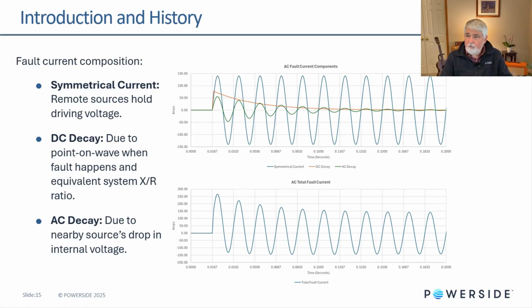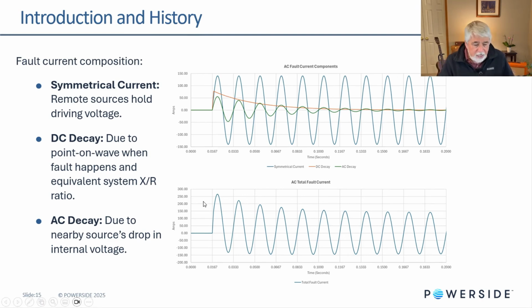So if you have remote sources that are far away from you, and you have no motors and no generators that are near you, and you have a fault condition, that current will appear and then stay constant throughout the fault, and that is this blue curve here. If, when you apply the fault, you hit it point on wave, not at a zero cross of the voltage waveform, but anywhere else, you will find that the current will offset itself. And so you get a DC offset in the current that then decays based on the X over R ratio, and that's the orange line here.